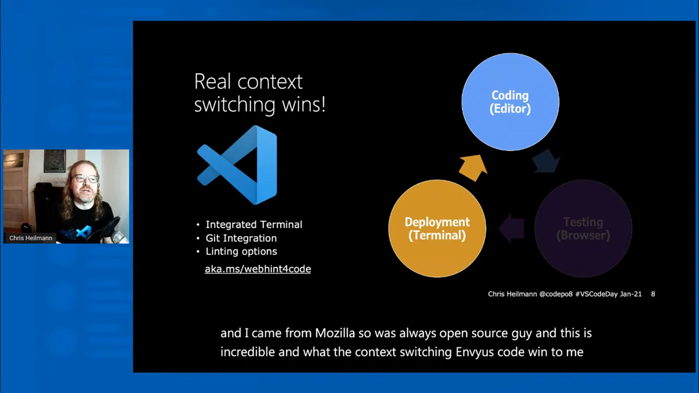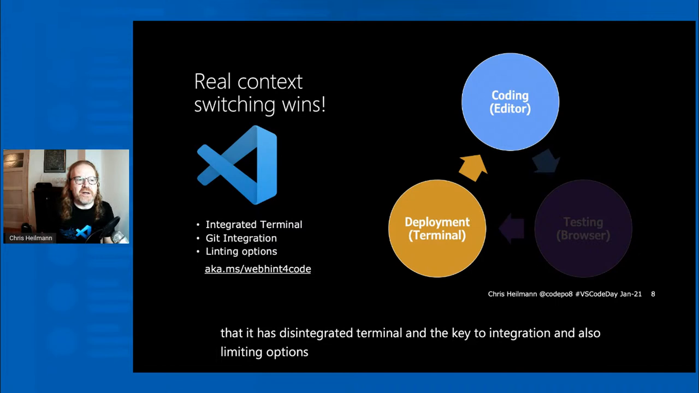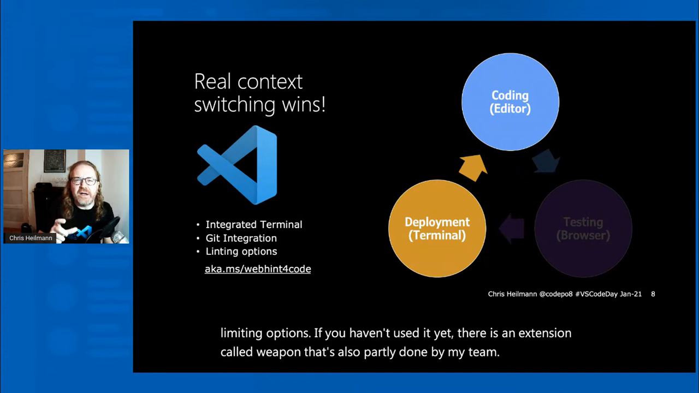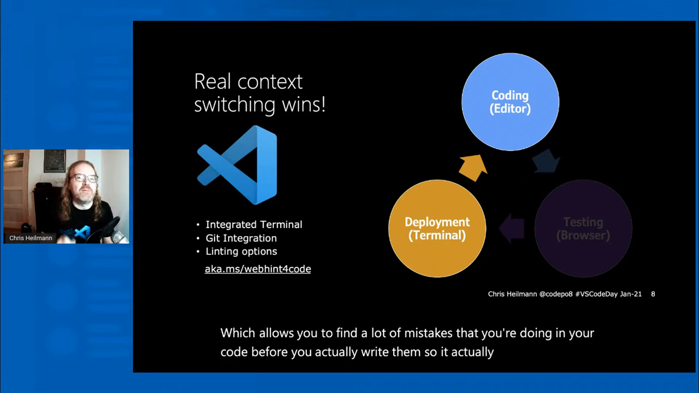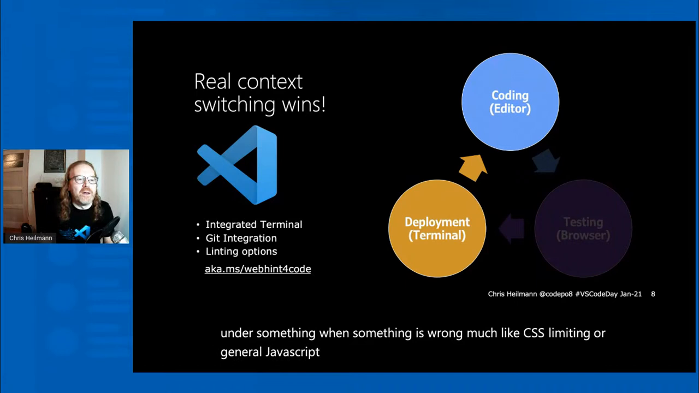If you haven't used it yet, there's an extension called WebHint that's also partly done by my team, which allows you to find a lot of mistakes that you're doing in your code before you actually write them. So it actually puts squiggly lines under something when something is wrong, much like CSS linting or JavaScript linting does for you as well. But what I love most about this one is that the deployment and the coding becomes in one editor.